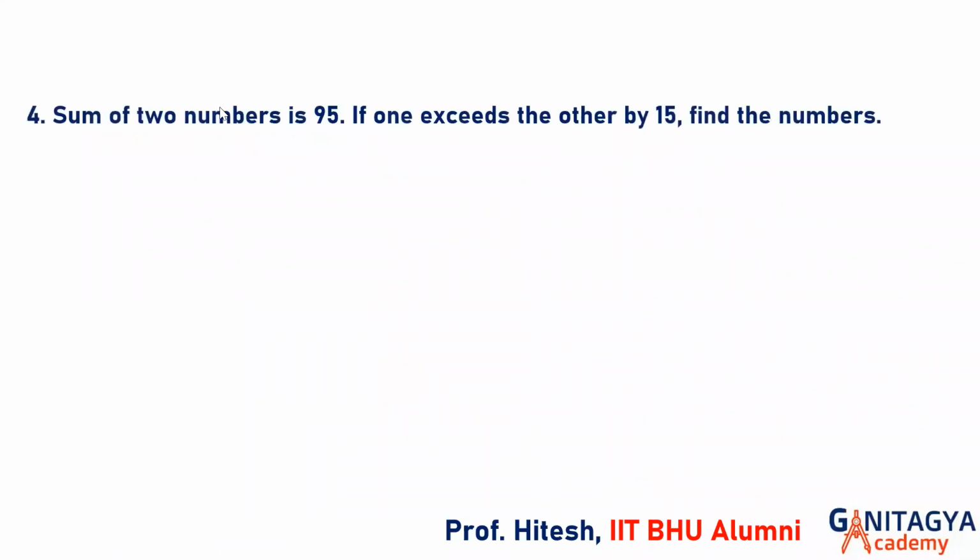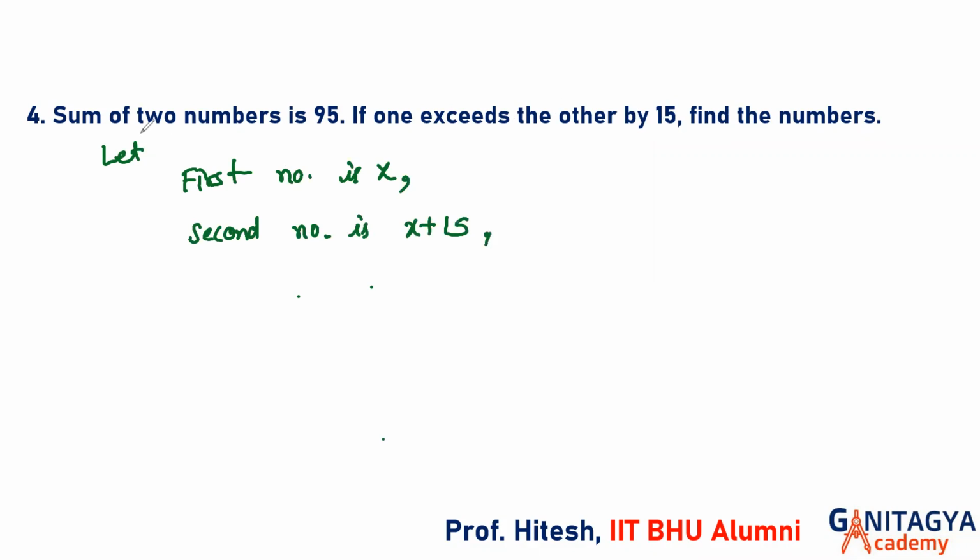The next question is, the sum of two numbers is 95. If one exceeds the other by 15, find the second number. Very easy question. See, the sum of two numbers is 95, and one exceeds the other by 15. So let's say the first number is x, so the second number is x plus 15. And the sum of the two numbers is 95.